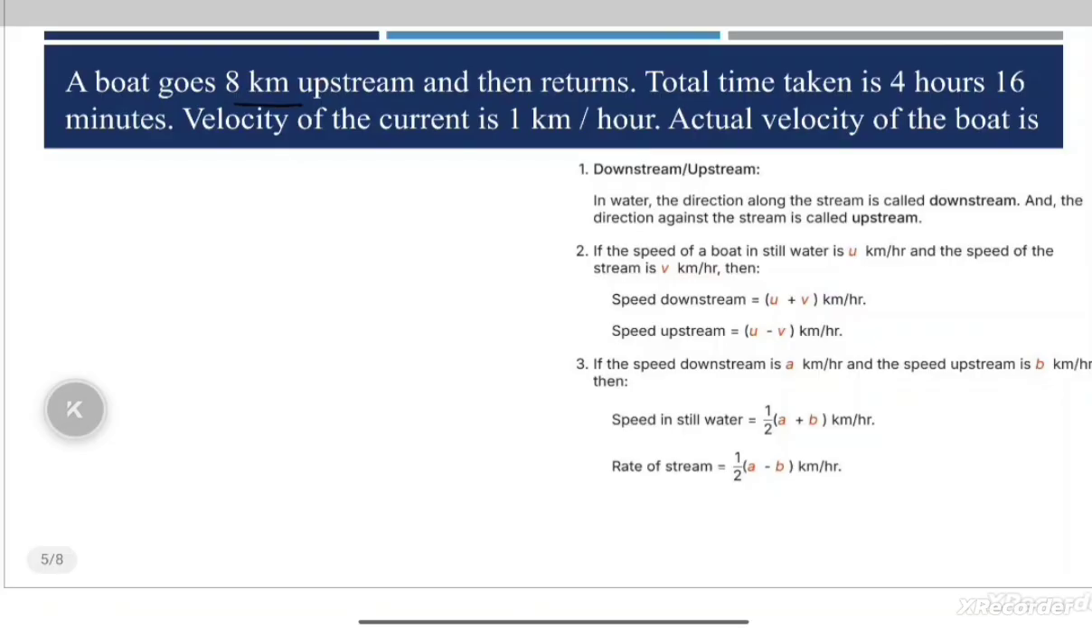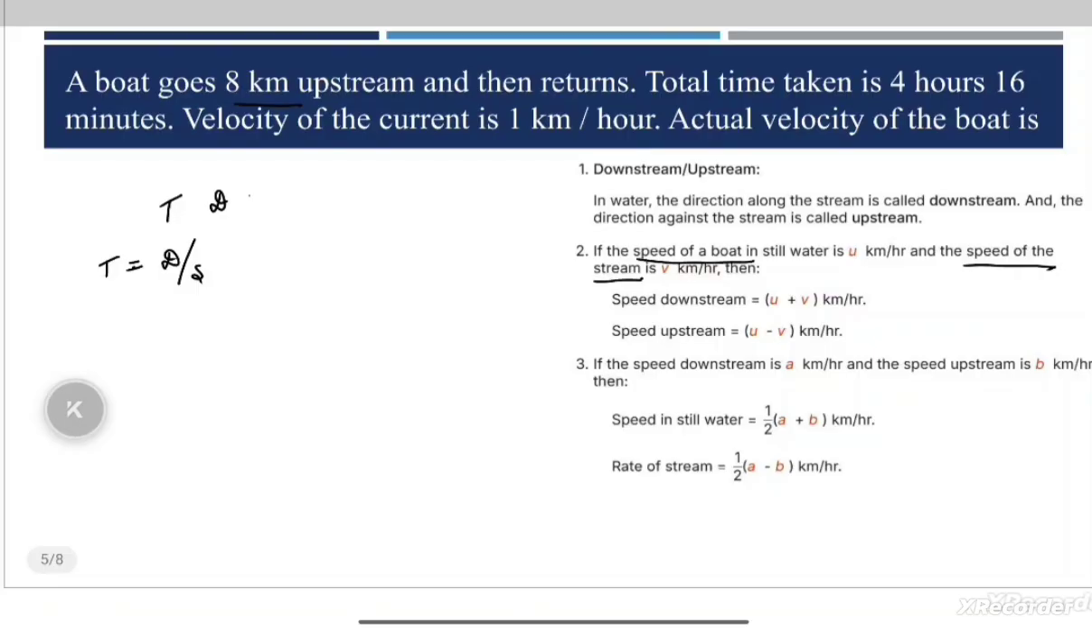So here two things are compared: time is compared and also the distance is compared. So we know the formula, time is nothing but distance by speed. Okay, so here velocity of the current means velocity of the stream, it is given as 1 kilometer. And what is the actual velocity of the boat? What is the speed of the boat is asked. You are given the speed of the stream, you're asked what is the speed of the boat.